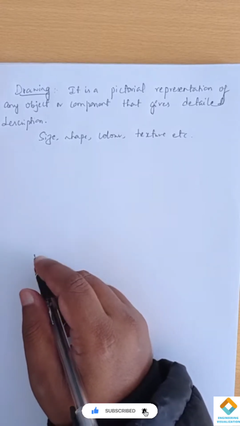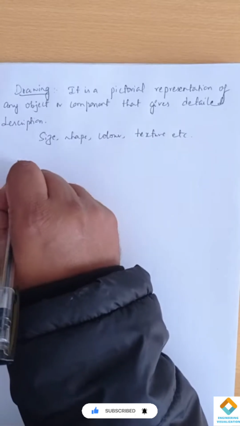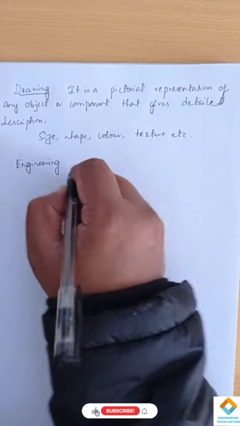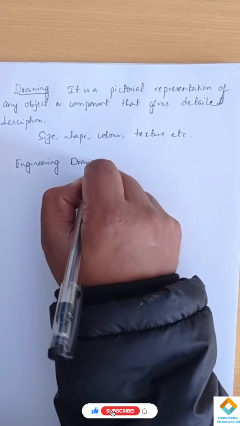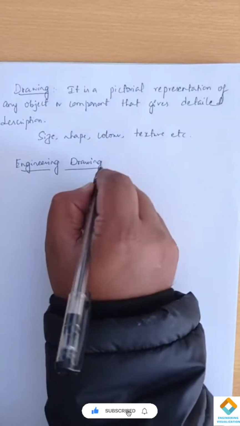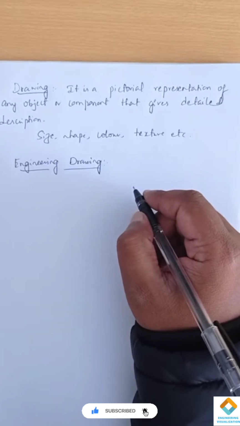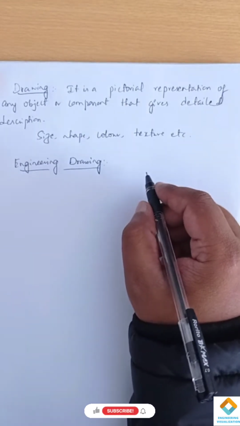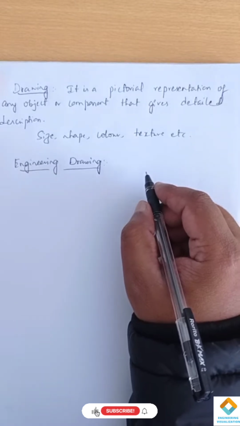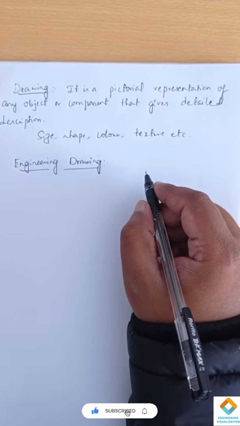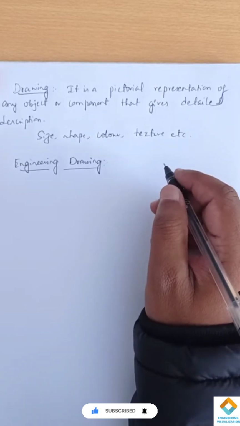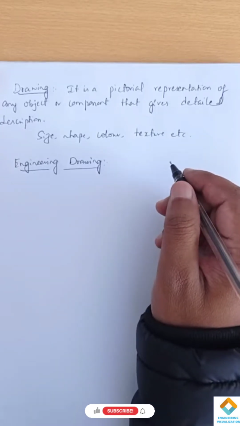Now we will see what engineering drawing is. What do we mean by engineering drawing? It is a drawing done to specific dimensions by using drawing instruments. There will be dimensions to determine its size and shape. Dimensions can be a length, a diameter, or different types of dimensions.